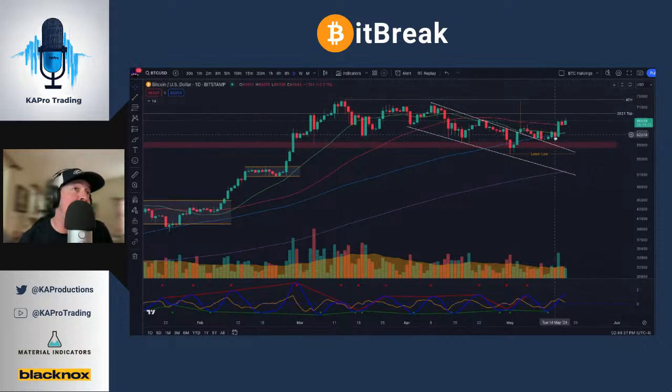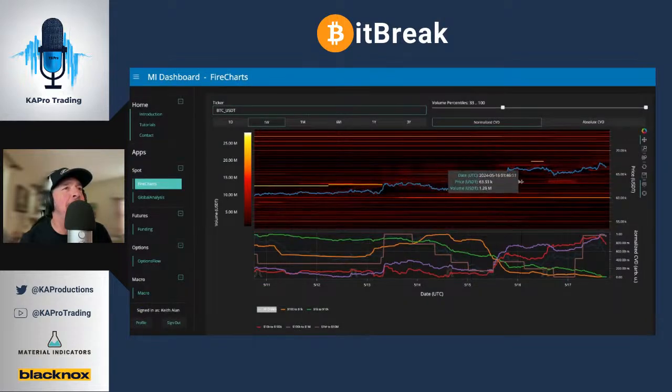But yes, I was surprised that we didn't get this retest down here, but we know why it didn't happen. It didn't happen because of this block of liquidity that moved into place yesterday that stopped it and then spoofed. So they spoofed because price did what they wanted it to do.